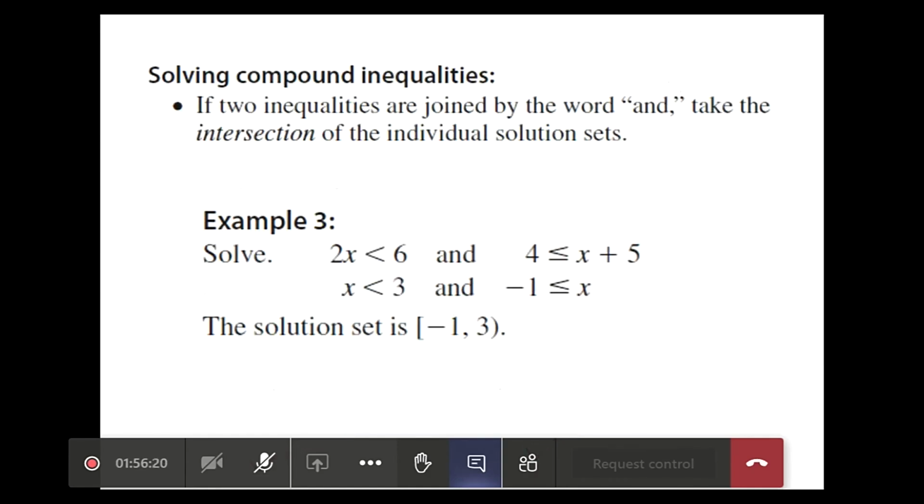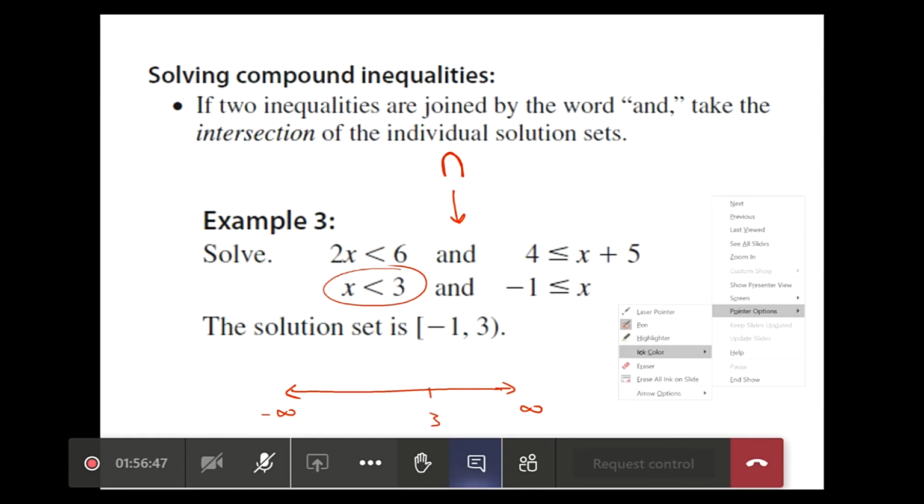So this one, okay? Look at this. We have and means intersection. Look at this. We have 2x less than 6. So by divide by 2, we have x less than 3. In real number, negative, positive infinity, we have 3. So the first solution, this one.